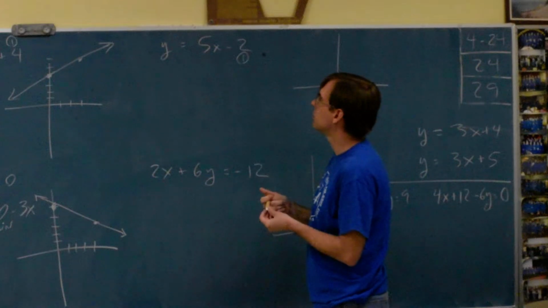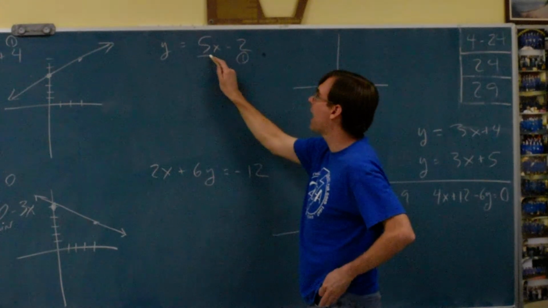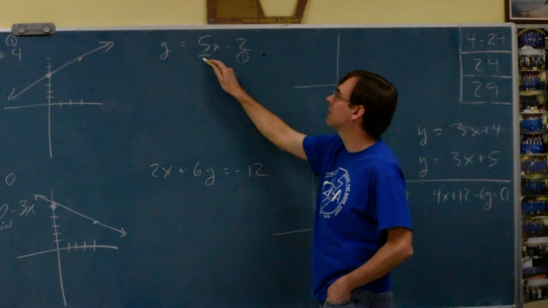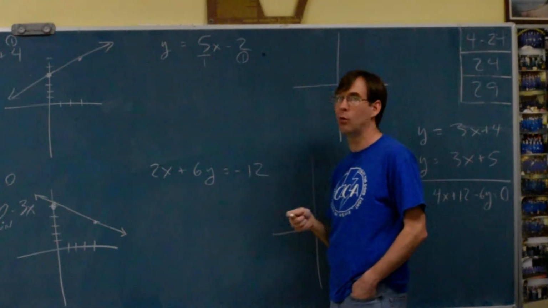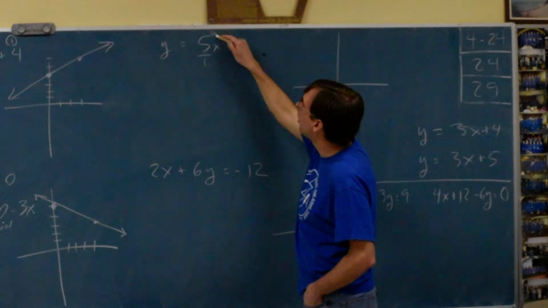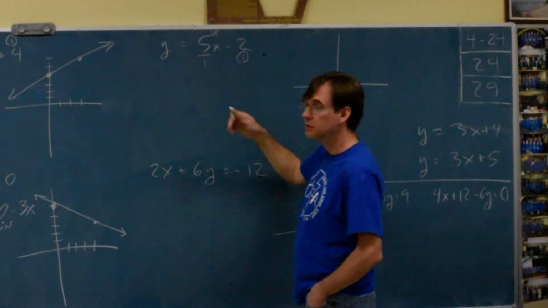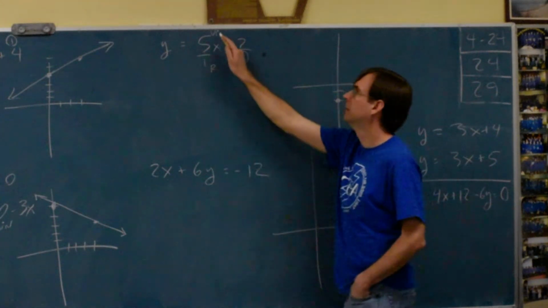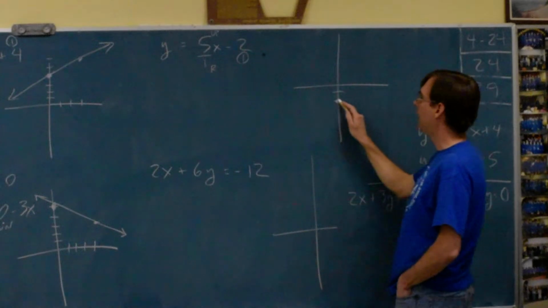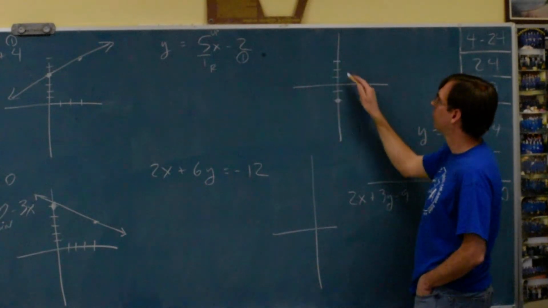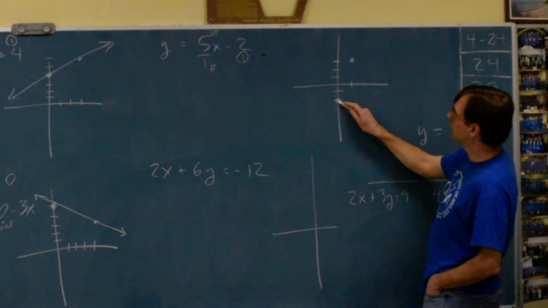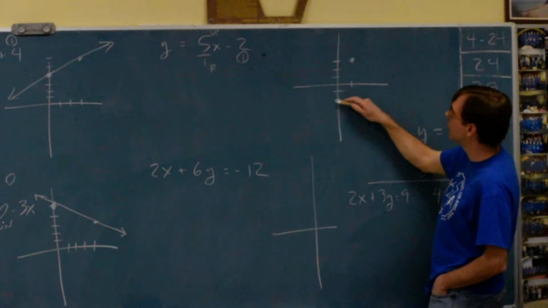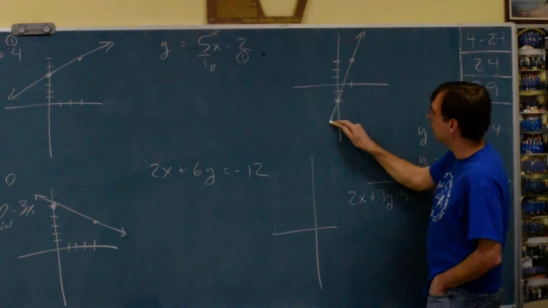Then second, I'll use the slope. I like to see a fraction for the slope. I can make anything a fraction anytime if I put it over 1. So the top will always take us up for positives, down if it were negative. Bottom always right. So up 5 and right 1 from here. So from that location, up 5, right 1, and then we'll connect the dot.